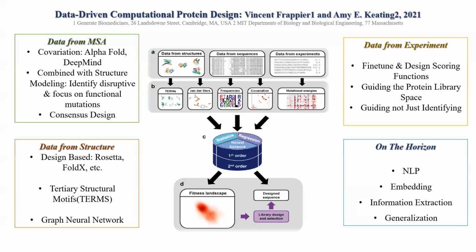The second type of data is data from structure. Design-based tools, like Rosetta and FoldX, use scoring functions to assess the contributions of amino acids in protein stability. Another one is called tertiary structural motifs, or TERMs, that finds recurring motifs no matter what the protein family is.